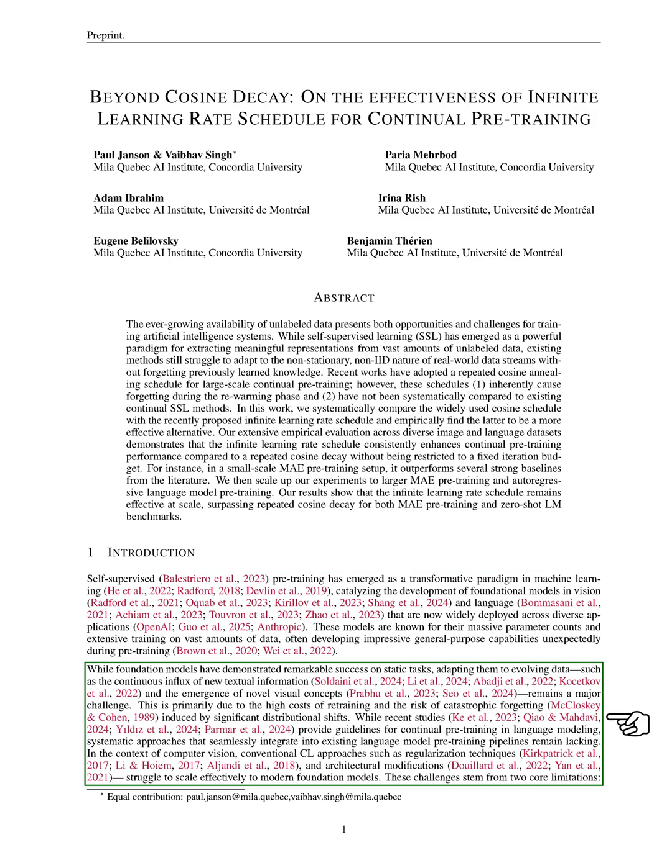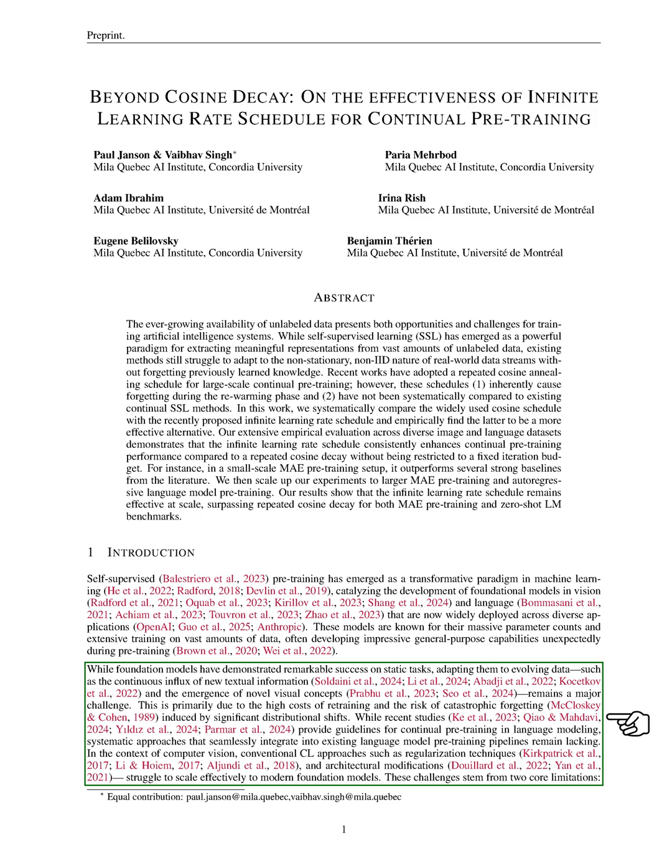However, while these models excel at static tasks, adapting them to new and evolving data, like fresh text or new visual concepts, poses a significant challenge. This difficulty arises mainly from the high costs of retraining and the risk of catastrophic forgetting when faced with major changes in data distribution. Recent studies have suggested methods for continual pre-training in language models, but we find that systematic approaches that fit well into existing pre-training processes are still missing.